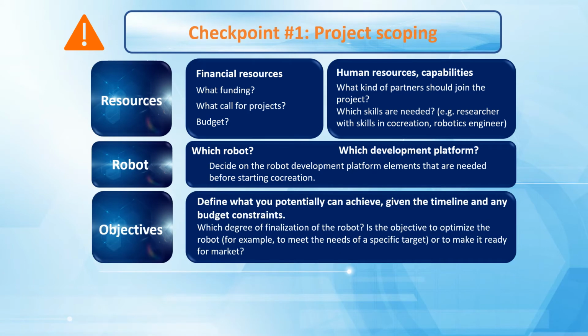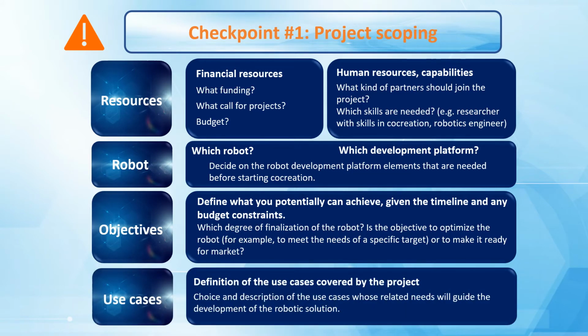Third, of course, your objectives. What do you want to achieve? And what is also then realistic given the timeline of your project? It could be, for example, 3 years or 4 years, and any budget constraints that you have in your resources. So look into what is the current status of the robot, what could be achieved in the project duration, what is the current status, and what kind of technology readiness level do you think can be achieved? What are you aiming for?